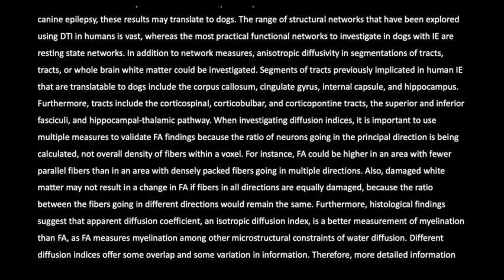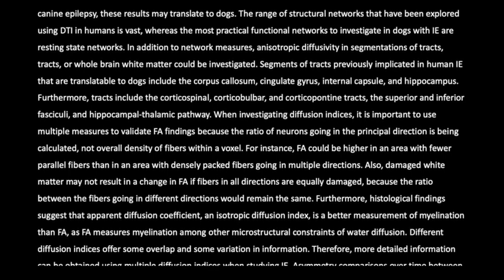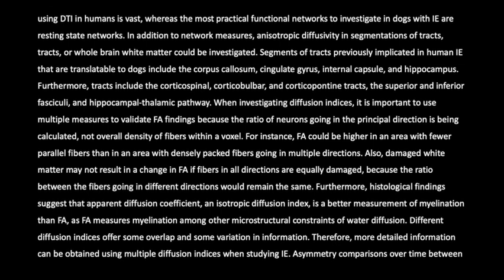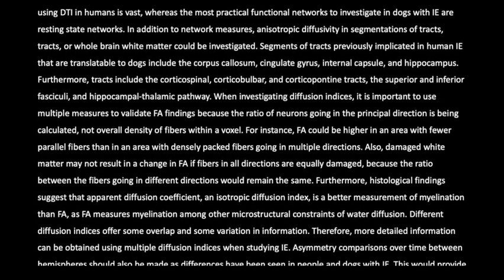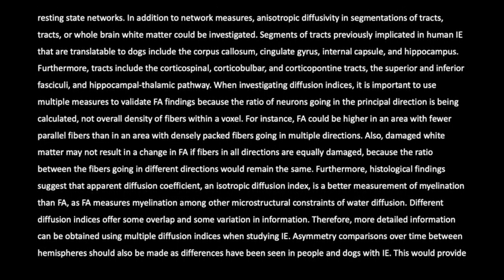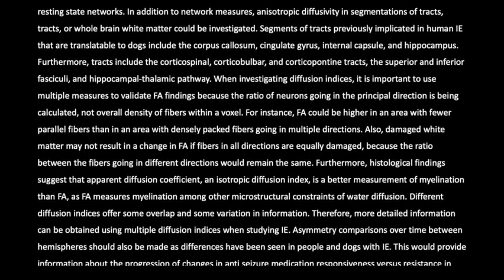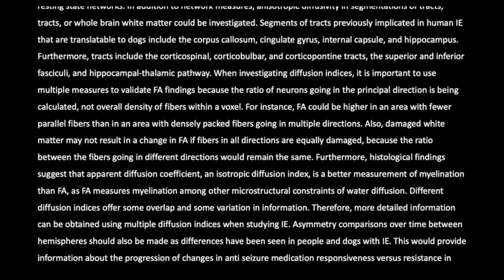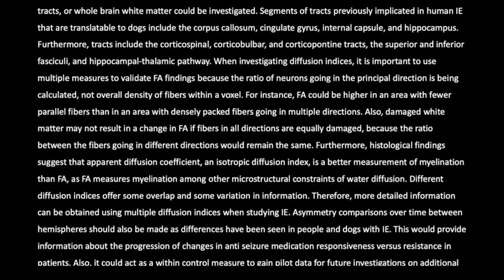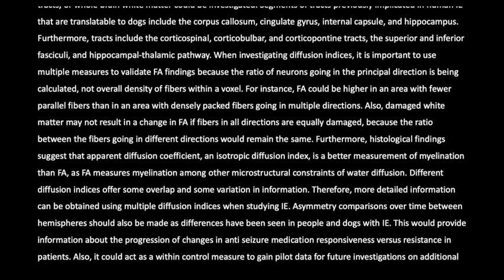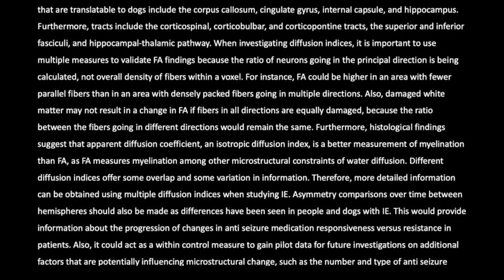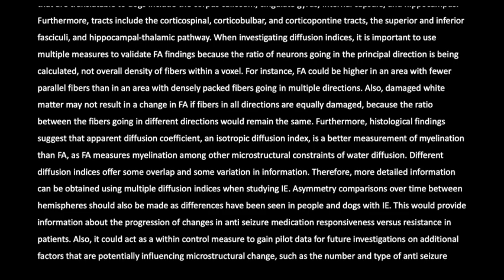When investigating diffusion indices, it is important to use multiple measures to validate FA findings because the ratio of neurons going in the principal direction is being calculated, not overall density of fibers within a voxel. For instance, FA could be higher in an area with fewer parallel fibers than in an area with densely packed fibers going in multiple directions. Also, damaged white matter may not result in a change in FA if fibers in all directions are equally damaged, because the ratio between the fibers going in different directions would remain the same.